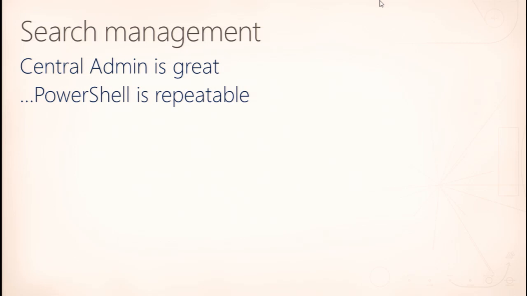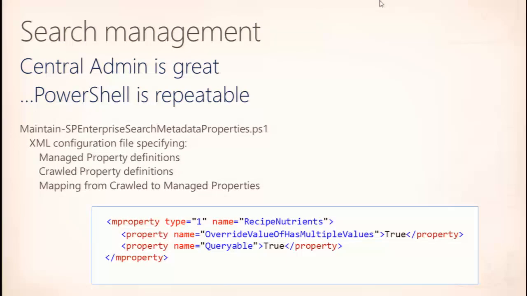So today we're going to show off a couple of scripts that we use in MCS all the time. These are all available. I'll get to where they're available. The first is what we call the maintain script, and its job is to set up the schema for you. This has all the managed properties, all the crawled properties, and the mappings from the crawled to managed properties and all of their options. You can define new ones, modify existing ones, and do the whole thing.